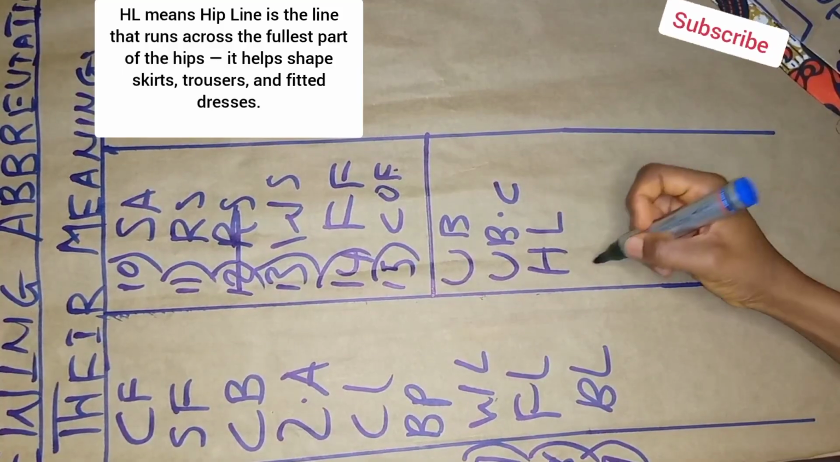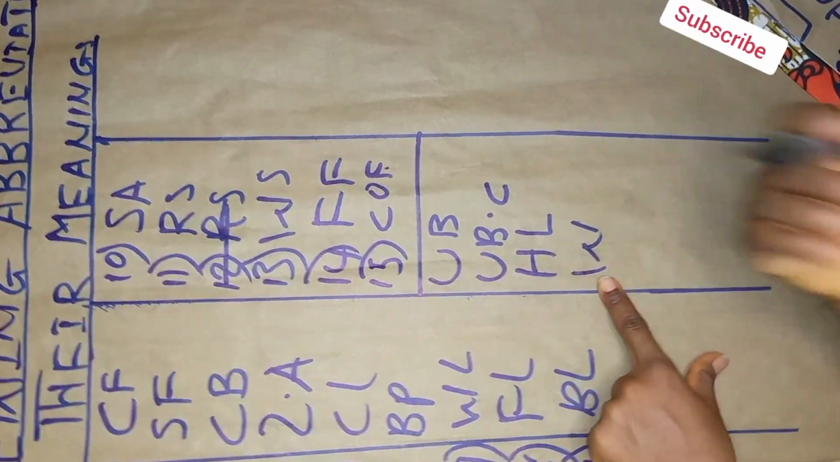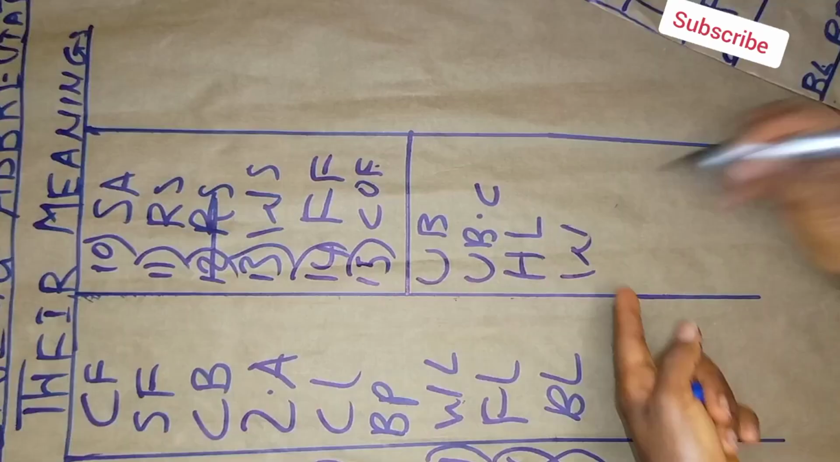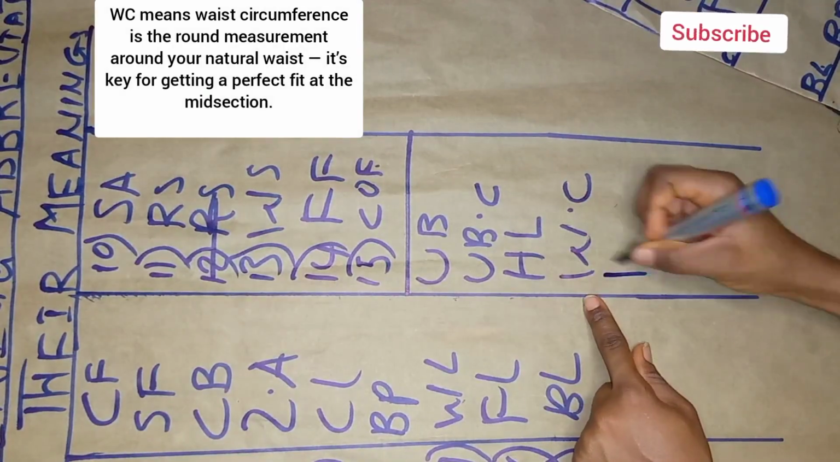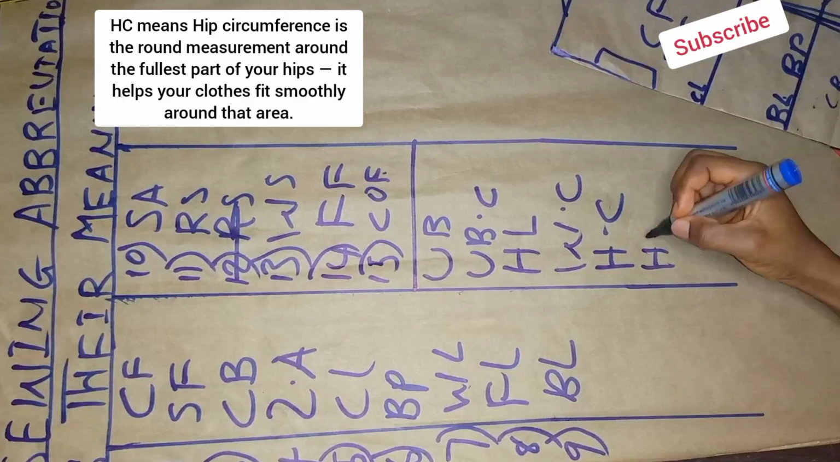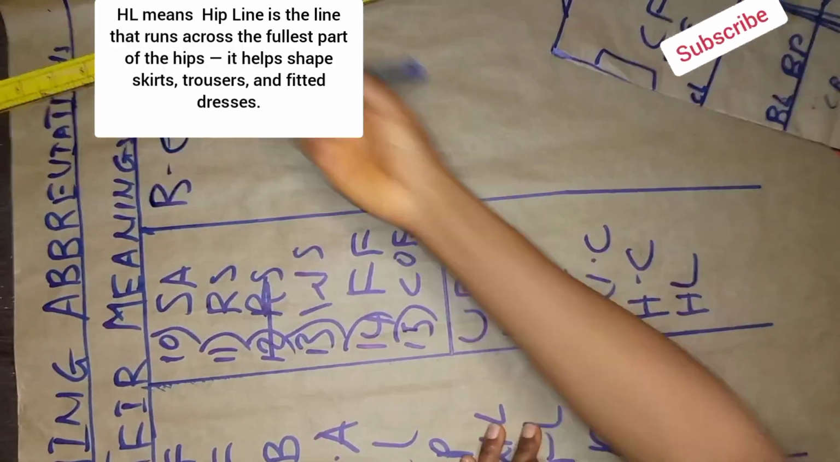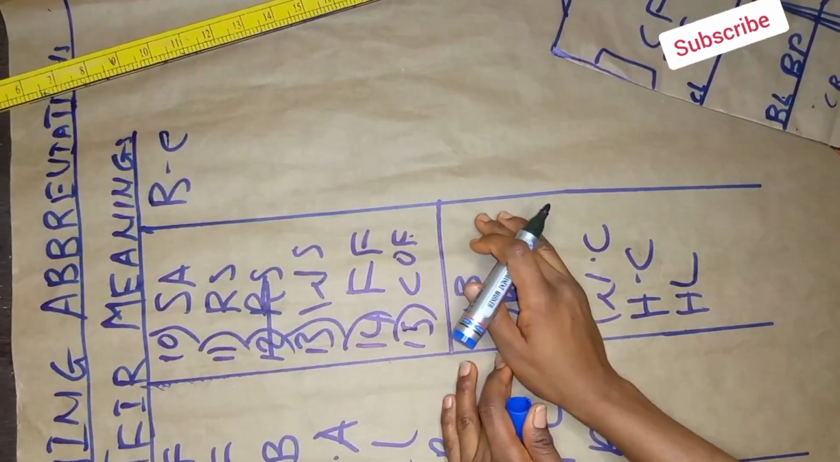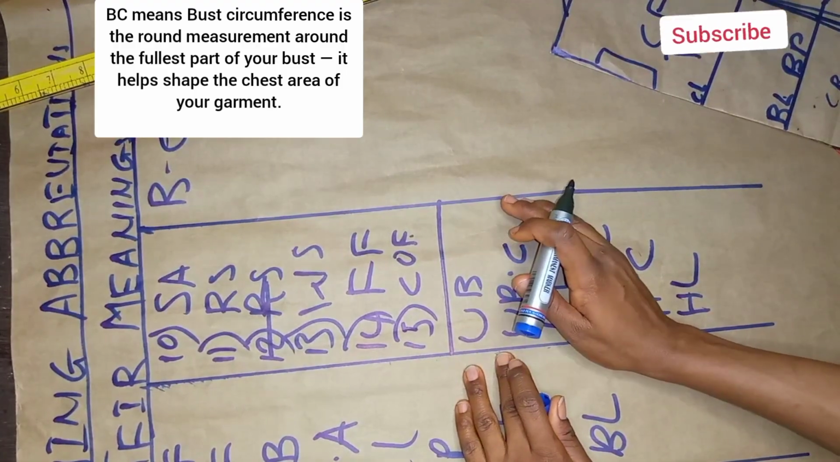The next one on my list is the HL, which means the hip line. After that, the next one is WC. WC simply means waist circumference. So that means the round waist line measurement. We also have the HC, which simply means hip circumference. We also have HL. HL simply means hip line. We also have BC. BC means bust circumference. That's a round bust measurement.